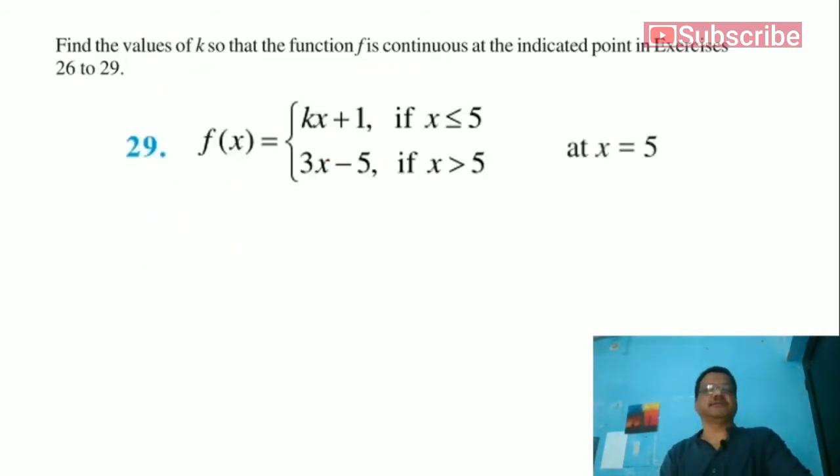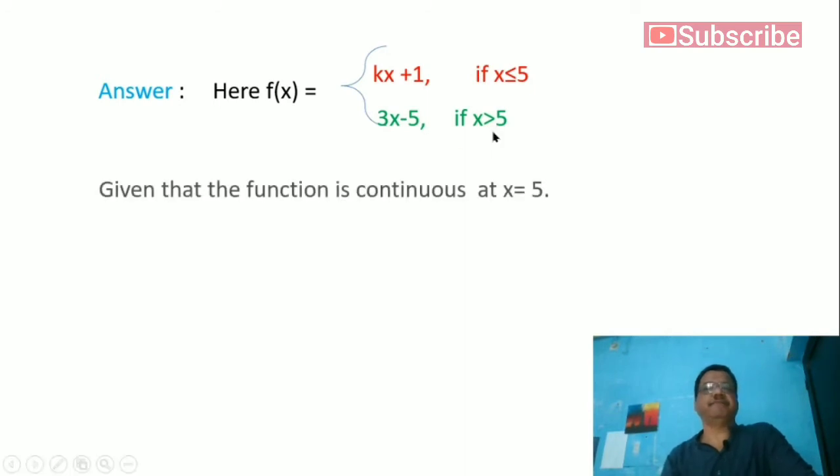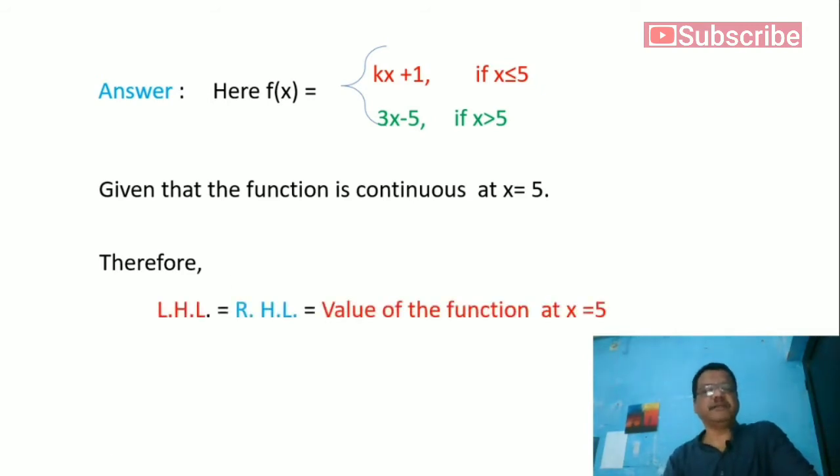Now this is question number 29. Now let us start the answer. Here f(x) is equal to this, and given that the function is continuous at x is equal to 5. Okay, nothing is there to explain. Therefore, left hand limit is equal to right hand limit is equal to value of the function at x is equal to 5, because the function is continuous at x is equal to 5.